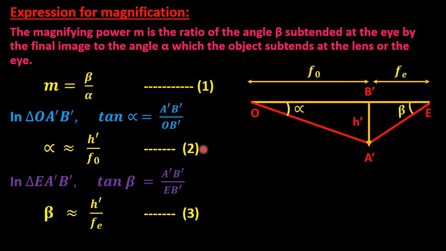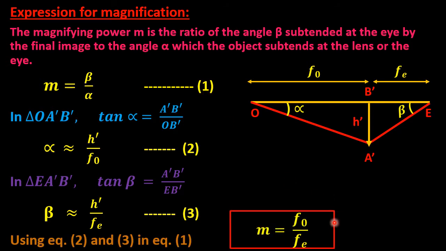Now we use equation number 2 and 3 in equation number 1. And after simplification we will get m equals F naught by FE. So which is the expression for magnification when the final image is found at infinity.